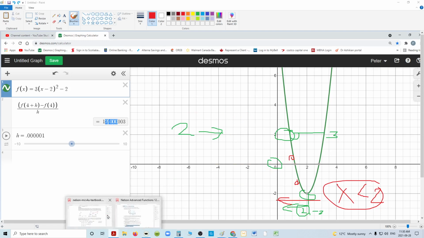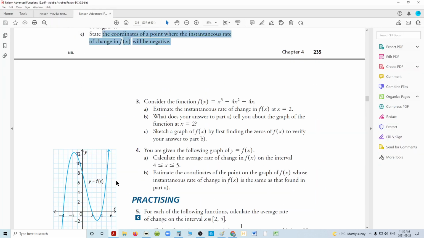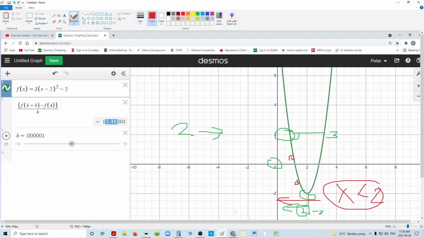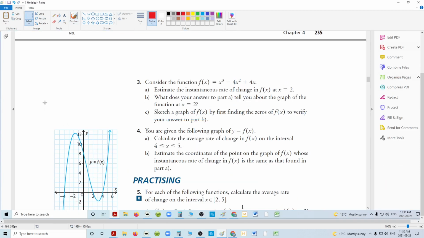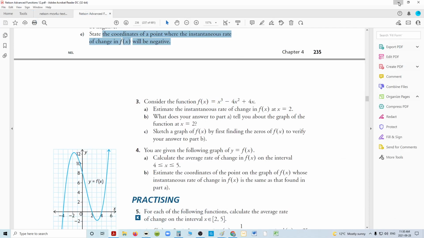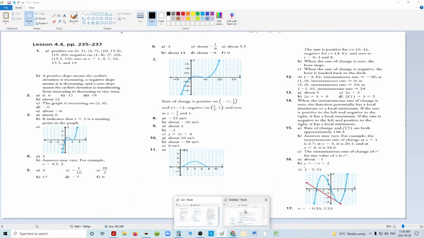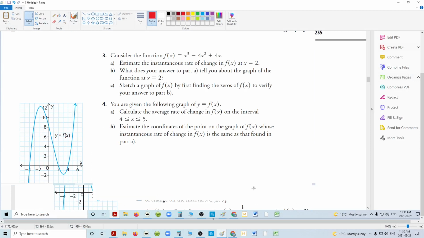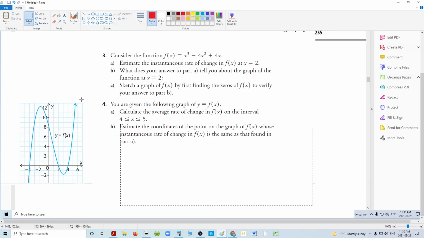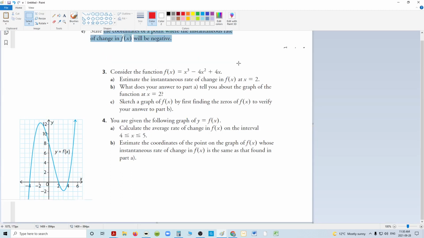Okay, let's look at the next one. So they're just running you through your pages. These first 4 are from last year, actually. You should have all these skills from last year. So here they're giving us this graph on the left, so I'll just try to copy it. And I'll skip number 5.